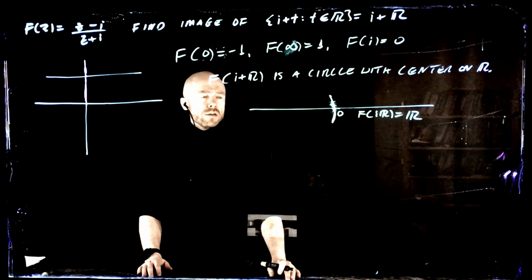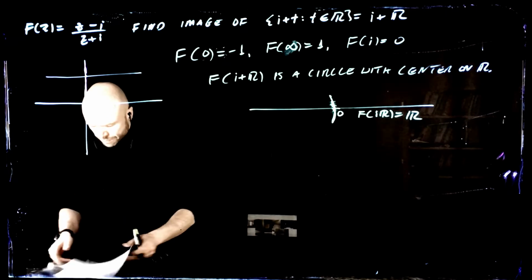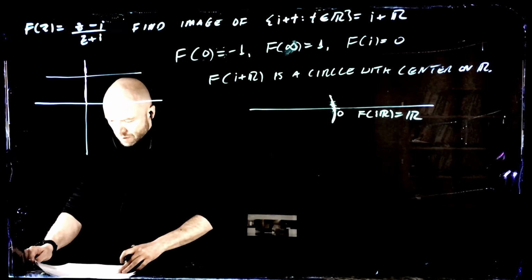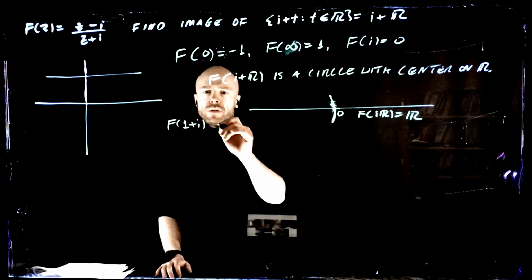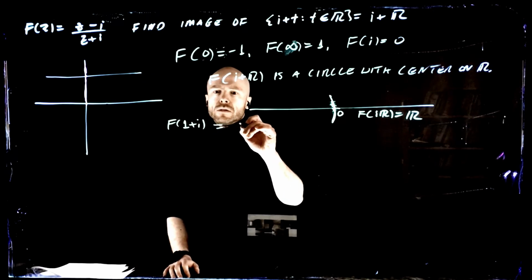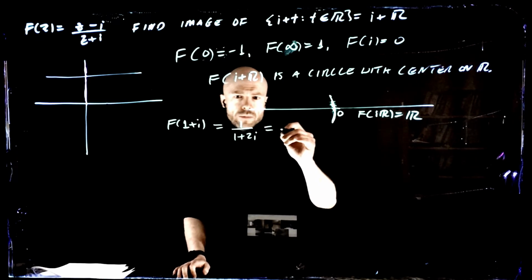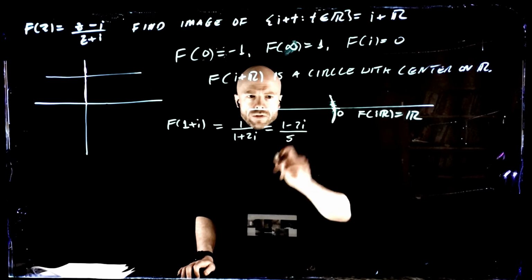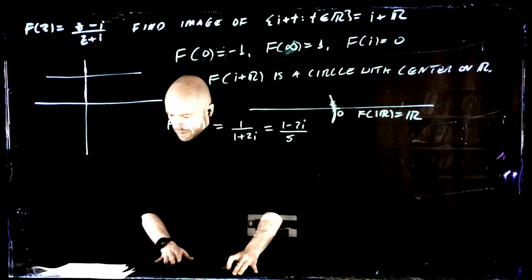Okay, and what else? What are the easy values? Let me do the ones I did before. Let's do f of 1 plus i. And if we put that in, then we're just going to get 1 over 1 plus 2i like this. And then let's clean that up. So that's the same as 1 minus 2i over 5 itself. Yeah, just doing our complex conjugate stuff.